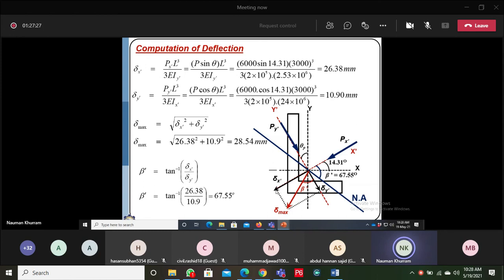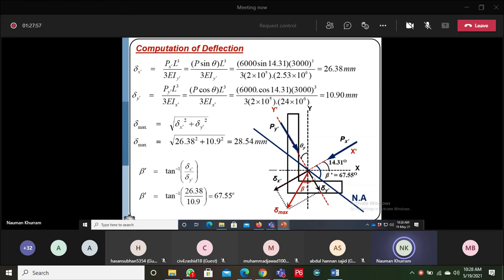So by using the law of parallelogram, this will be the resultant deflection. Now I want to compute the angle of the resultant deflection, maybe from the y axis, or you can compute it from the x principal axis. If I want to compute from the y principal axis, this orientation will be exactly equal to the beta value, or the orientation of the principal axis. I will explain this in the next slide also.